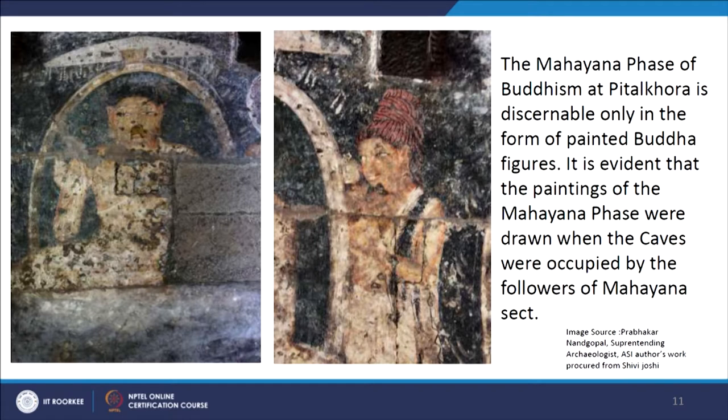The paintings also depict the time. If you see the left-hand side one, both of them are paintings from the Mahayana phase, where the caves were occupied by followers of the Mahayana sect. But you can see the time difference in the style of Buddha. Both are Buddhas, but the hairstyle is different and the artistic style is also very different. In fact, at some point people also made this a kind of Pitalkhora style of hairstyle. These are representative skills which developed through time.